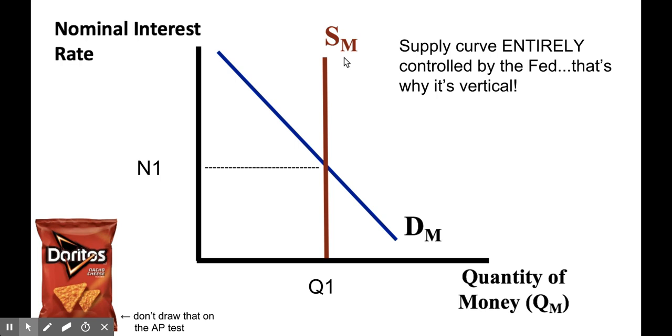This curve is entirely controlled by the Federal Reserve. That's why it's vertical. Consumers don't really have an effect on that. The supply of money curve only shifts as a direct result of an action by the Federal Reserve. Demand for money can change based on some different scenarios, but the supply of money can only change based on an action of the Federal Reserve.